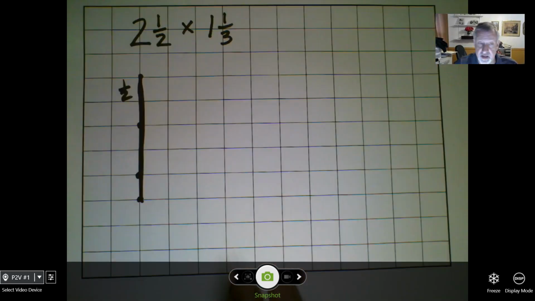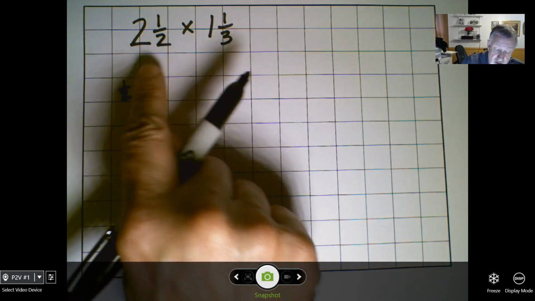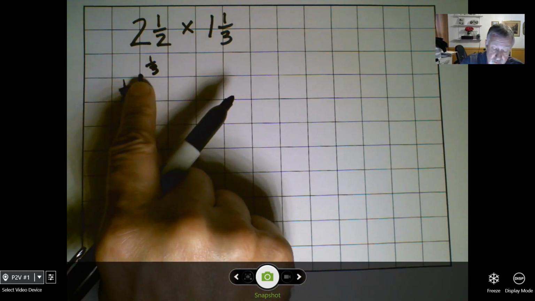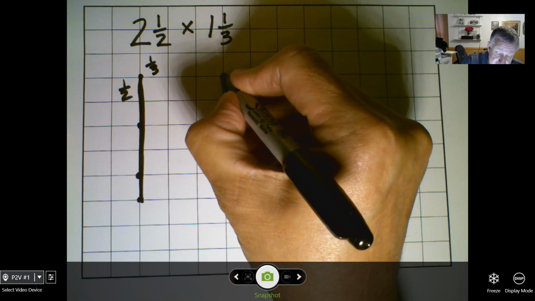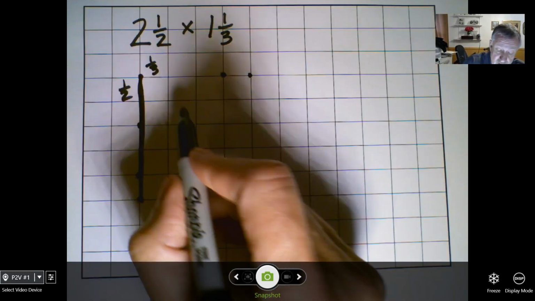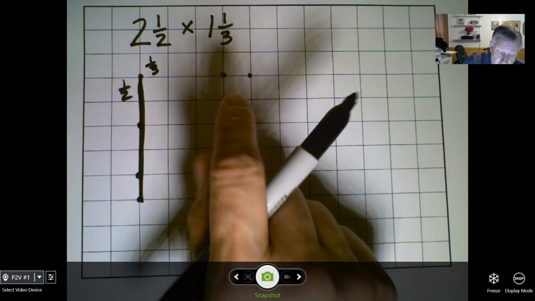Okay, so go ahead and do that on your grid paper. And then going across, each box is going to represent 1/3. So it takes 1, 2, 3 to make a whole unit, and one more for my third. So I'm going 1, 2, 3, 4 across.